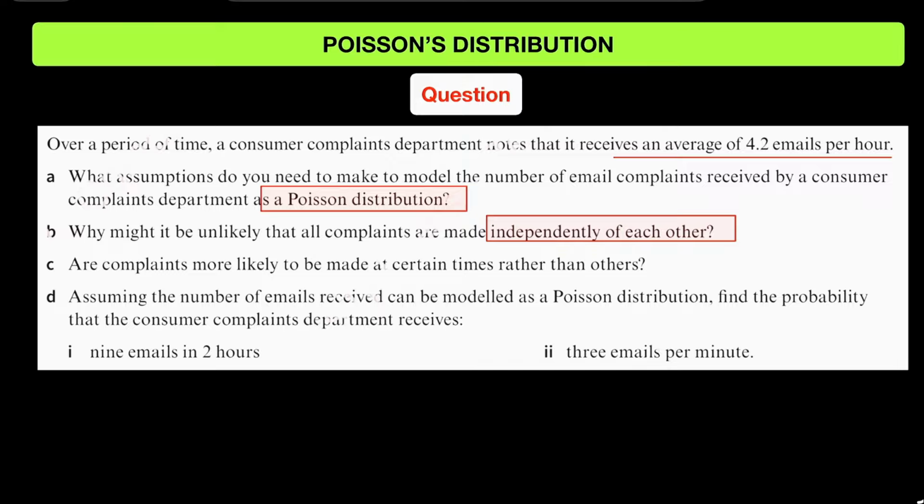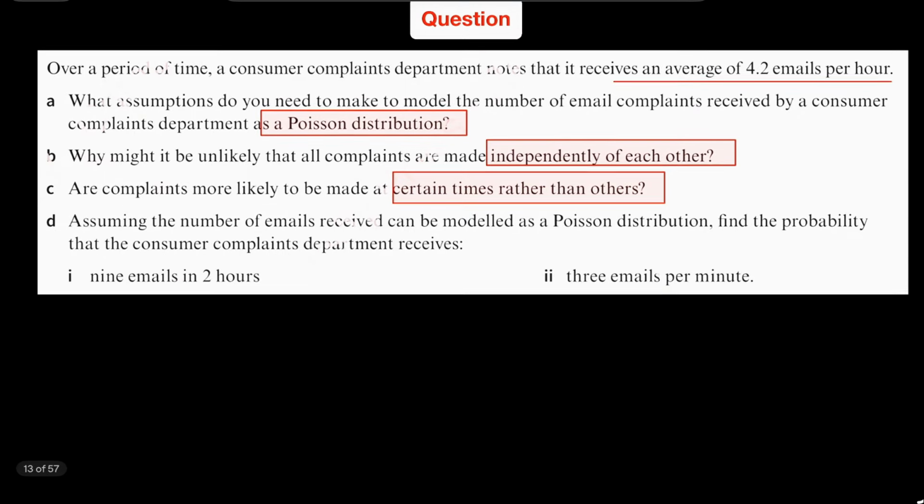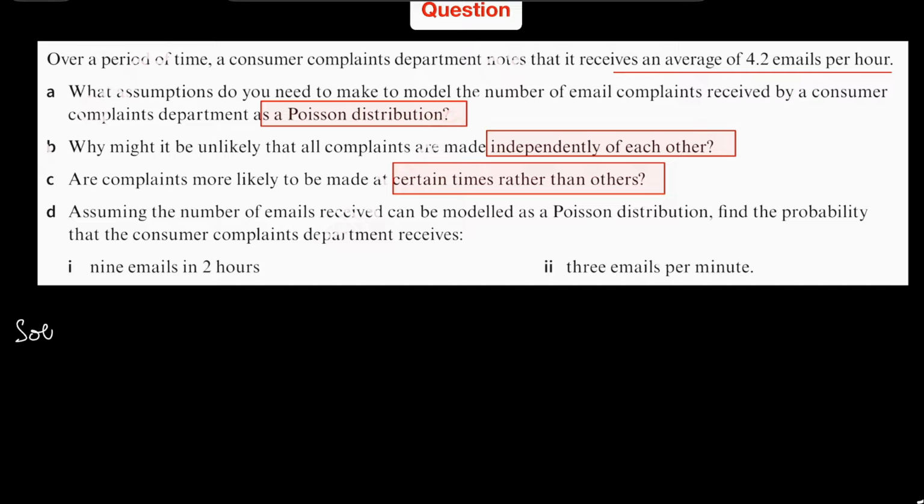Then in part C he's saying, are complaints more likely to be made at certain times rather than others. In the third part he's saying, assuming the number of emails received can be modeled as a Poisson distribution, find the probability that the consumer complaint department receives 9 emails in 2 hours and 3 emails in a minute. So let's solve this particular question by using the Poisson distribution concept. So this is the solution for the given question.